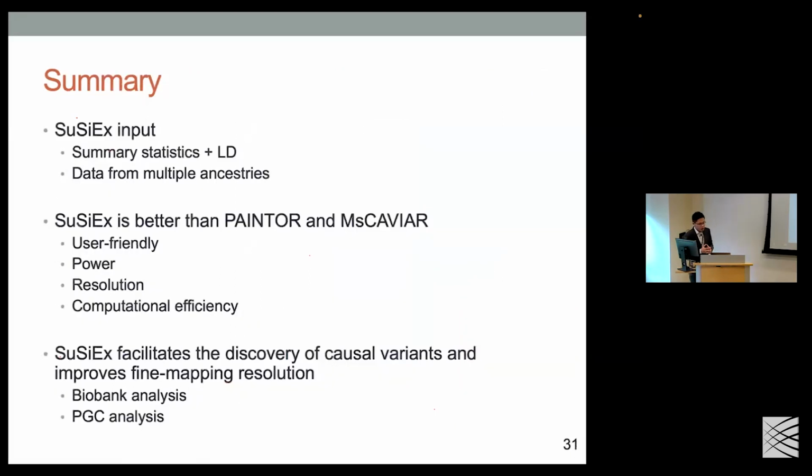And a brief summary here. SuSiEx can take input from summary statistics plus LD, and the data can be from different populations of different ancestries. SuSiEx is better than existing Bayesian cross-population fine-mapping methods, PAINTOR and MsCAVIAR, by being user-friendly, with higher power, higher resolution, and higher computational efficiency. SuSiEx also facilitates discovering causal variants and improves fine-mapping resolution in both biobank analysis and PGC analysis.